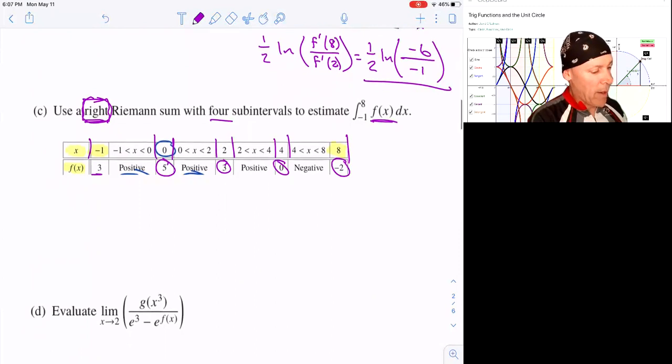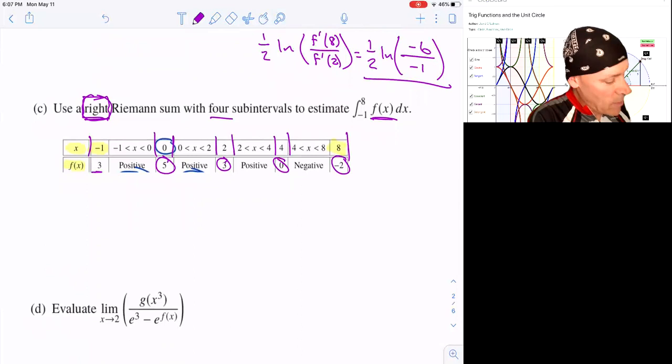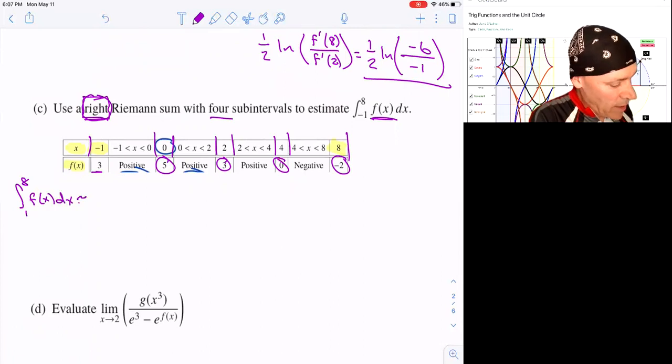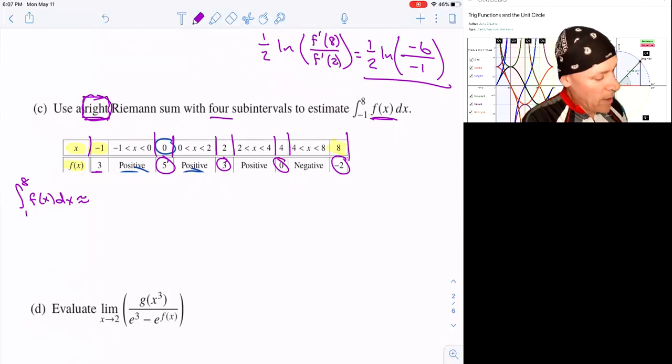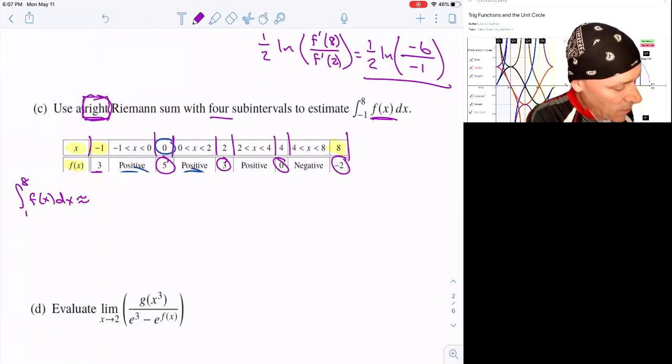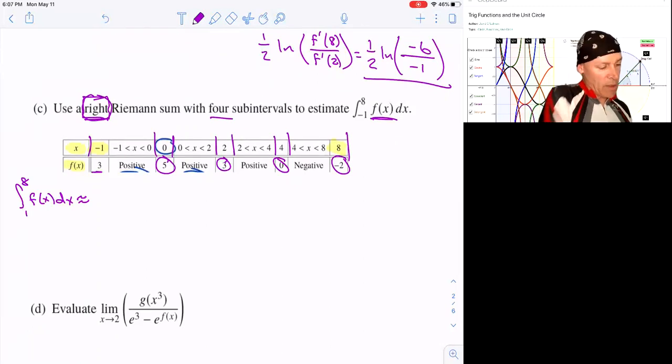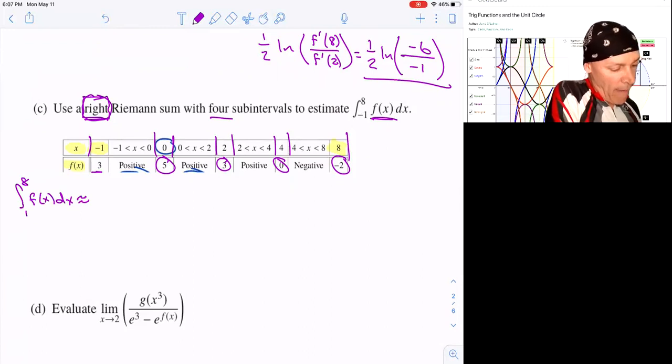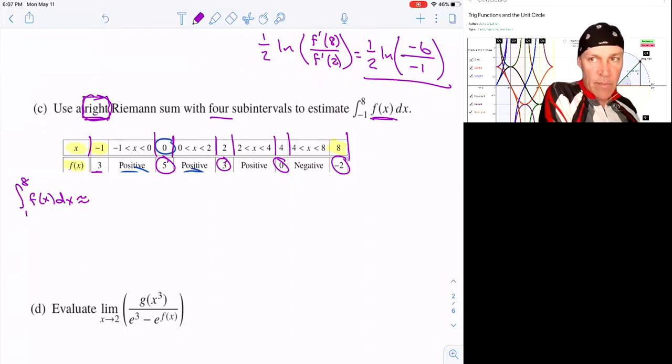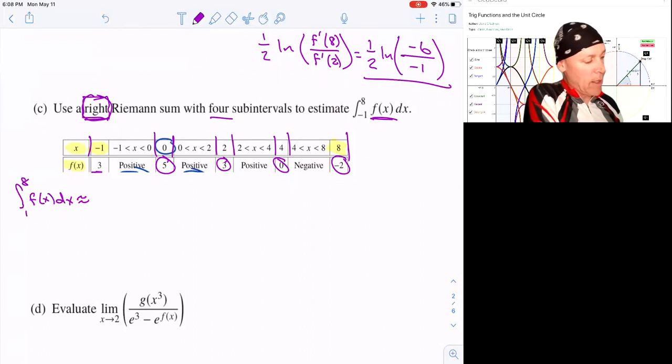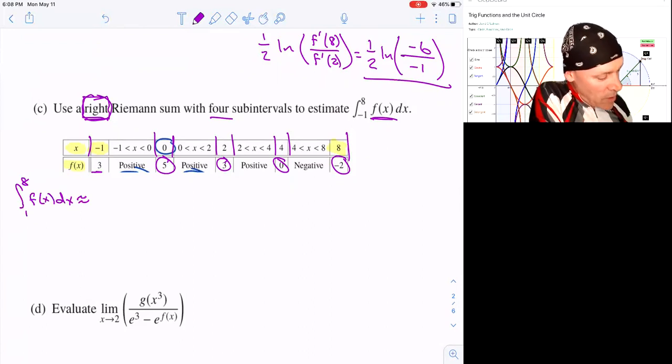All right. So now I'm going to estimate this. The integral from -1 to 8 of f of x dx is approximated by my right Riemann sum. First off, it looks to me like my delta x are not going to be consistent, so I can't factor that out and just show it times the quantity of my y values. So I'm just going to look here.